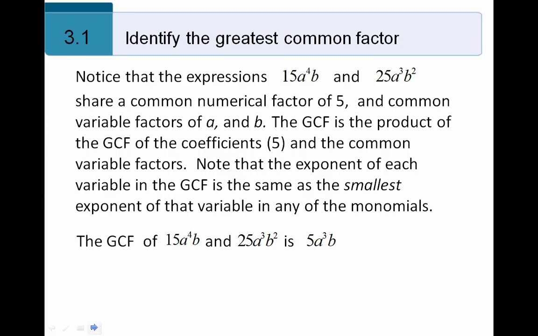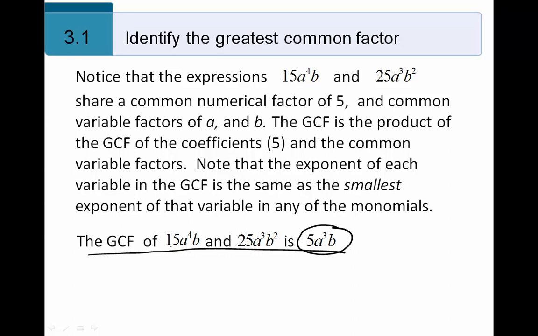Let's hop down to the bottom here, where it's telling us that the greatest common factor of 15a to the 4th b and 25a to the 3rd b to the 2nd is 5a cubed b. So this 5a cubed b is the GCF, or the greatest common factor, of these first two terms that they've given us. You can pretty easily see where the 5 comes from. The greatest common factor of 15 and 25 is 5.